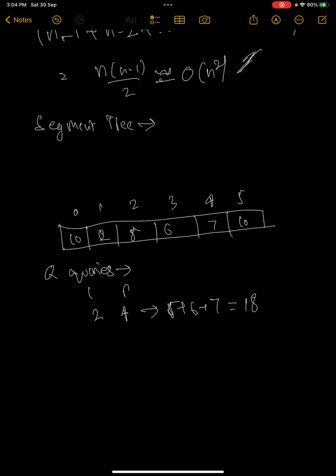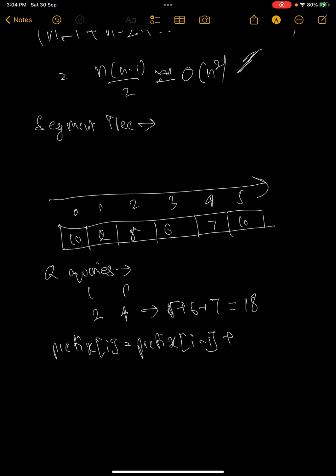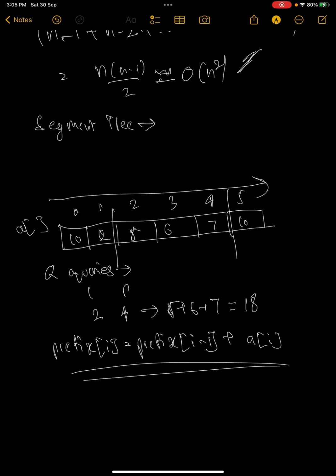So the most trivial solution that comes up to our mind is the prefix concept. Let me write the prefix. Prefix is basically a pre-computation technique where we store sums from the 0th index to the last index. This is the array, so I'm considering it to be array A. We will just compute the prefix, and we will just subtract, and we will get the answer in order of one time.